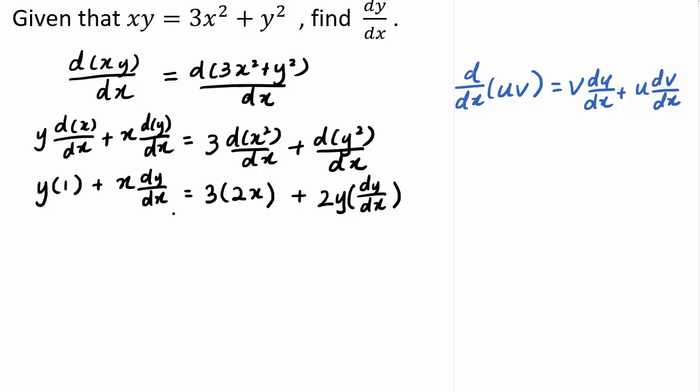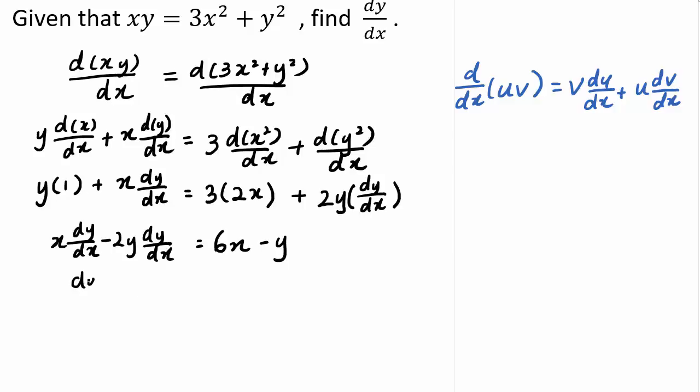So since we want to find dy/dx, we will need to bring the terms with dy/dx to one side. So the dy/dx terms will be this one and this one. So bringing it over, this part will keep the same. This we will bring over from plus to minus. Here we will simplify, becomes 6x. Y, bring it over, becomes minus y.